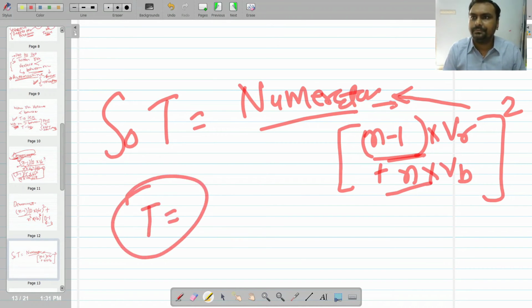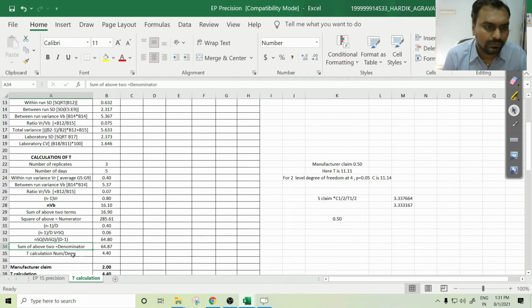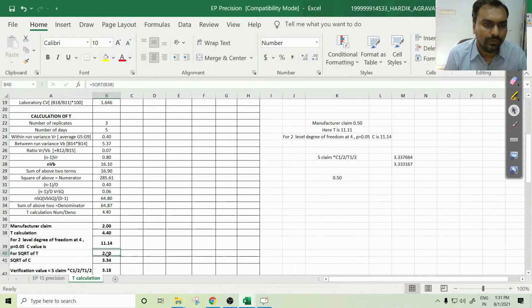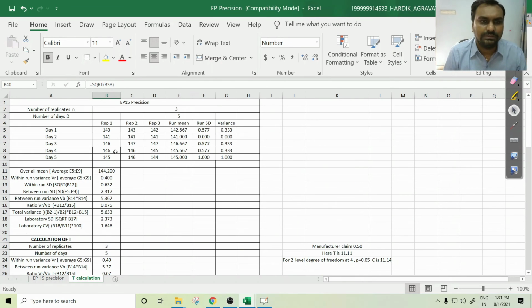So the t calculation is numerator divided by the denominator, and we got the t value as 4.4, right? And if we take the square root of t, we get 2.1. You can see this is a little complex, but you don't need to worry.